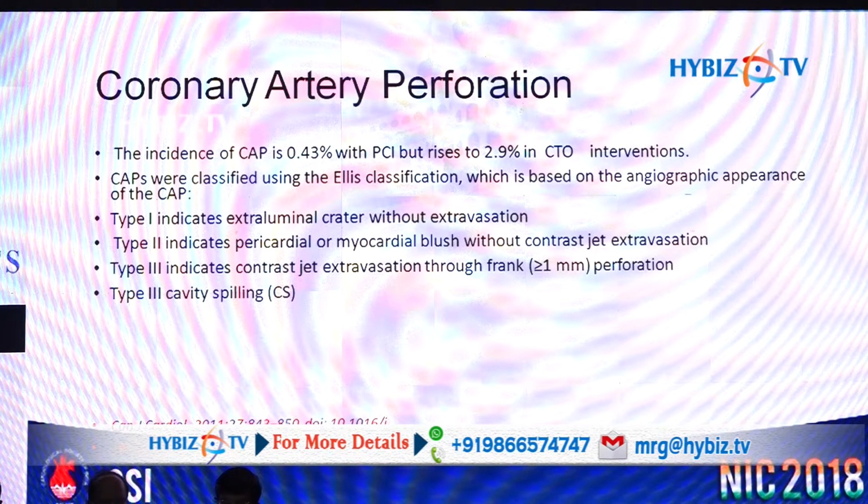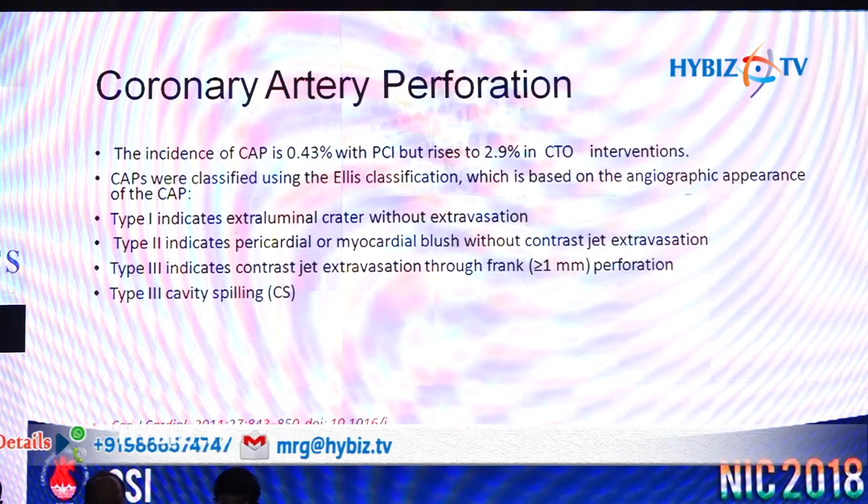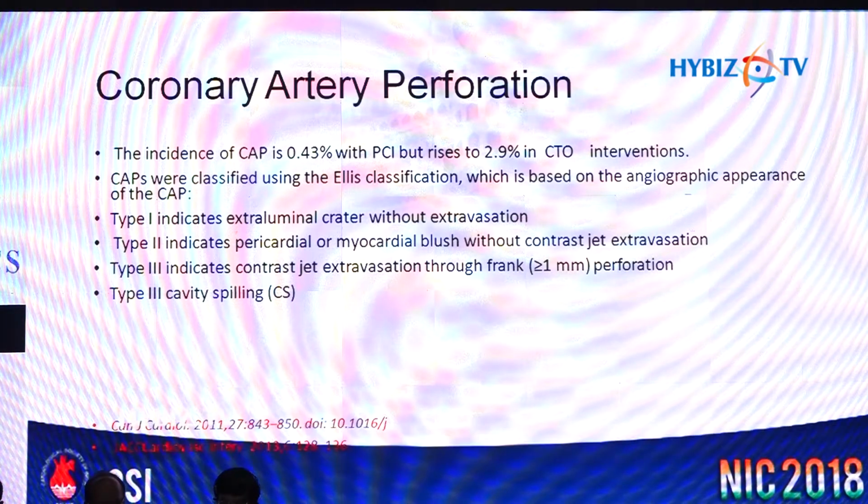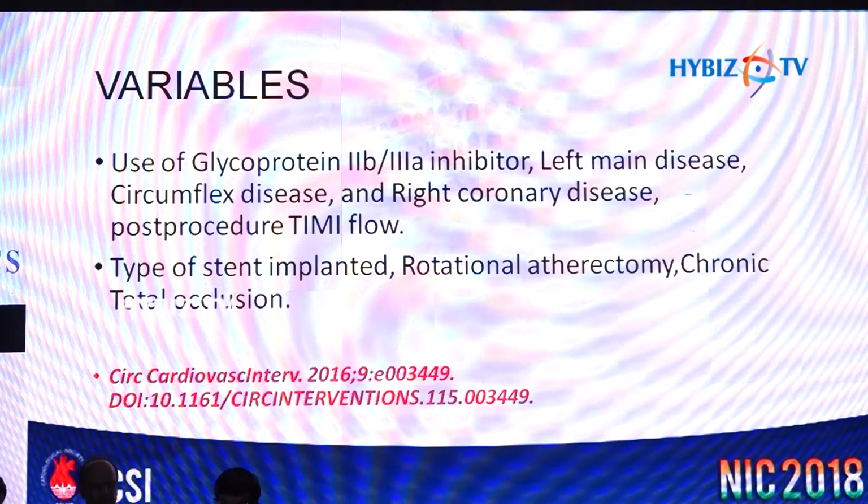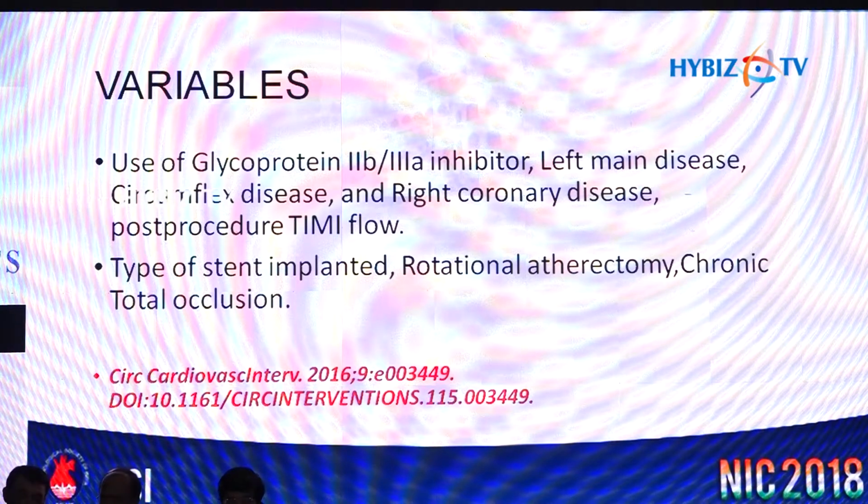Now coming to coronary artery perforation, as we all know there are 3 types, and the classification has been given by Ellis. The incidence reported in large studies is 0.43 to 2.9%, which is more in CTO cases. Now, what are the variables? In the studies, the variables found were use of GP2B3A inhibitors, complex lesion intervention. We'll come to the practical point and come to the conclusion.